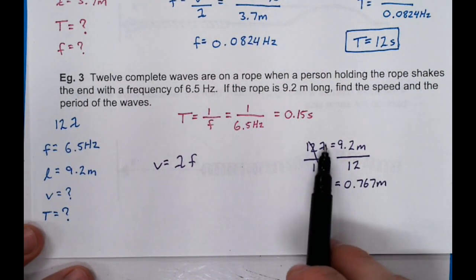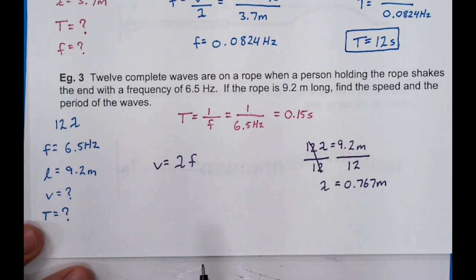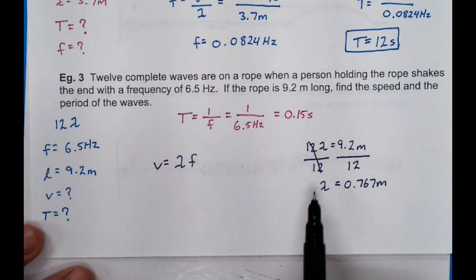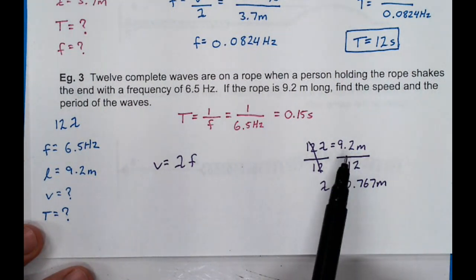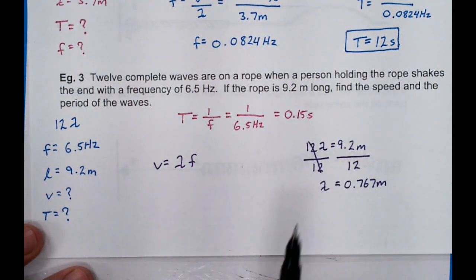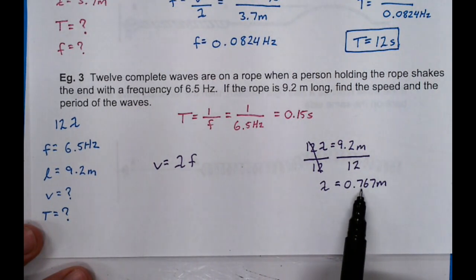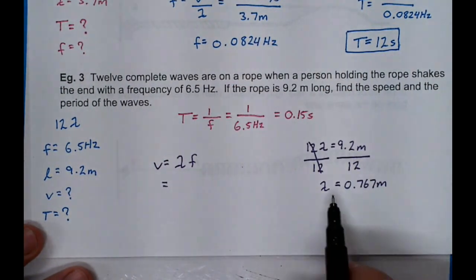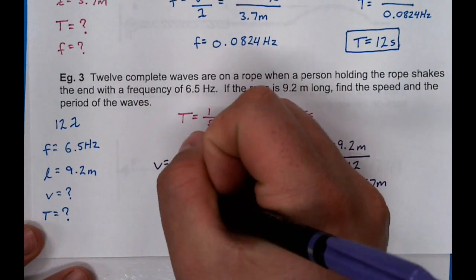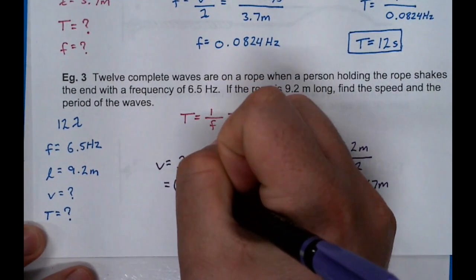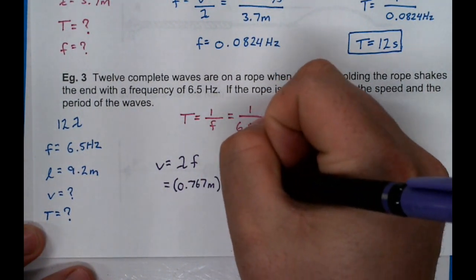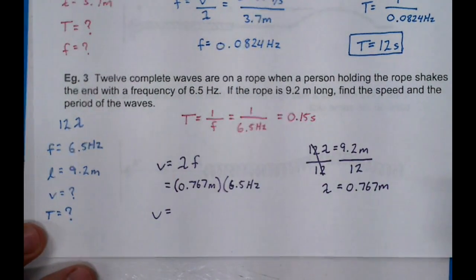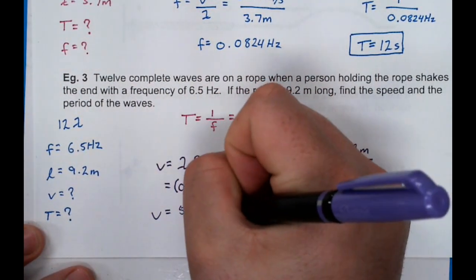Again, the information we're given is that 12 wavelengths are equal to 9.2 meters. When we're using the universal wave equation, we only want one wavelength. So if we split those 12 wavelengths up, in other words, we find the distance of just one wavelength, it's 0.767 meters. So when we plug this in, we have wavelength and we have frequency. Your speed is going to be 0.767 meters times 6.5 hertz, meaning your speed is going to be 5.0 meters per second.